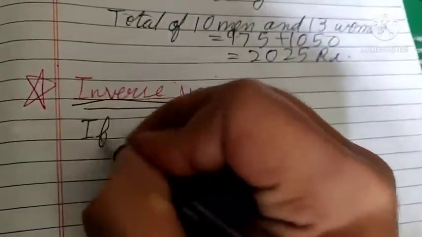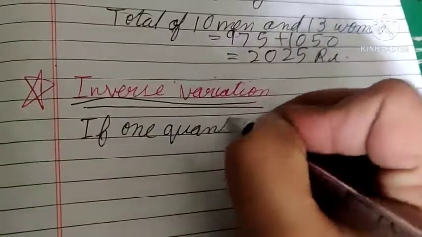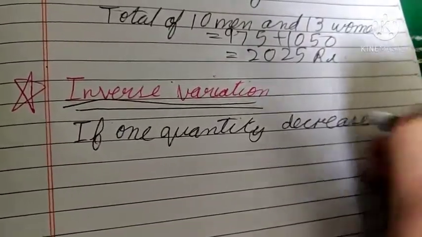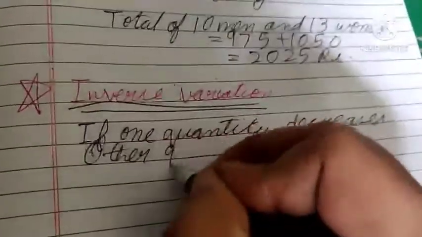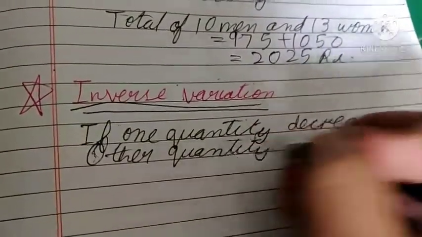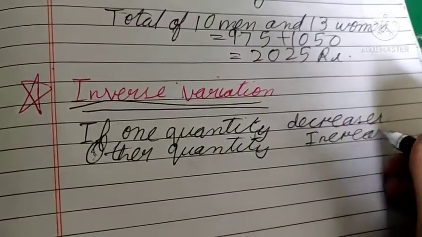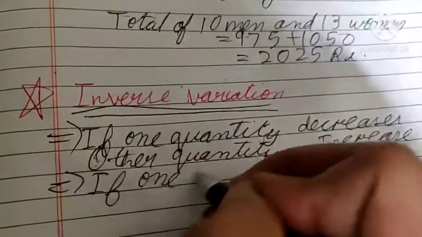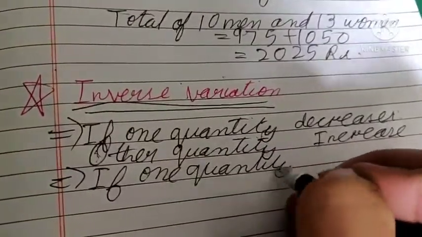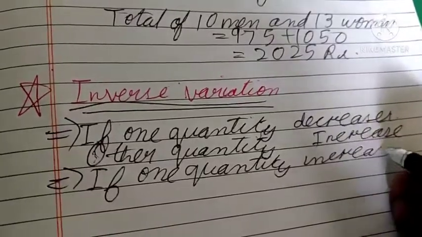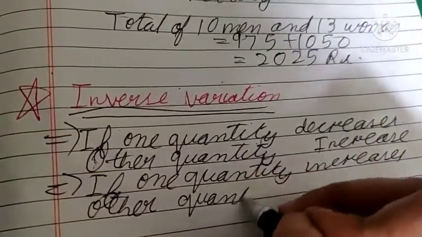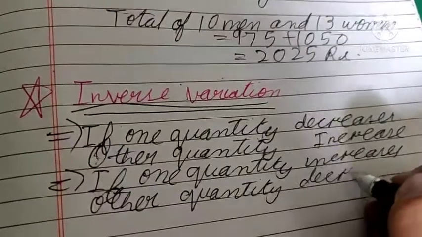Inverse variation, as I told you in the last video, is that if one quantity decreases, the other quantity increases, or if one quantity increases, then the other quantity decreases. This is the vice versa thing.